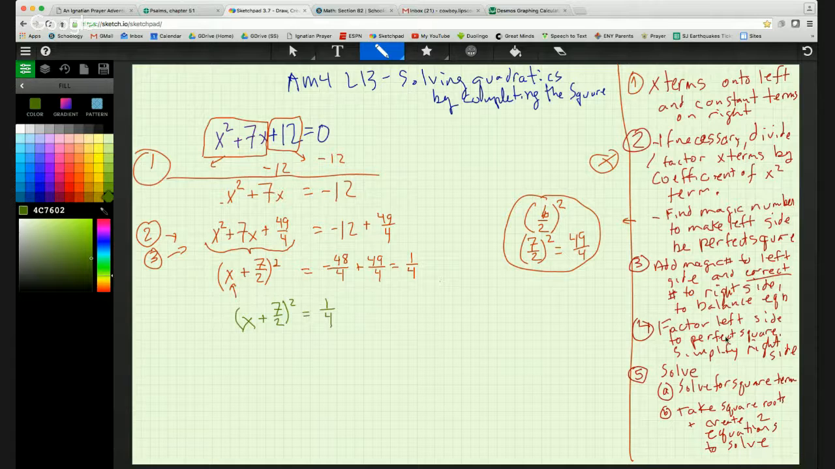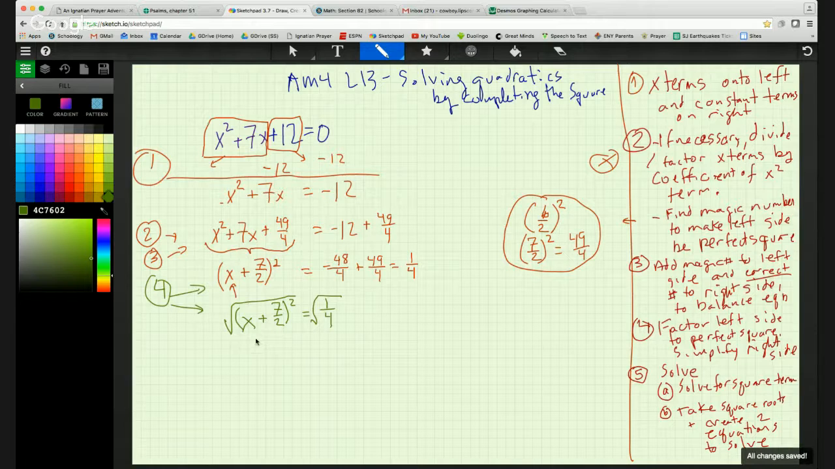Now what we do is this was step 4. We factored this term from up above. Now we factor the left side to be a perfect square, and we simplified the right side. Now we're going to solve. So we solve for this square term, which we're there. We won't always be there. You'll see on problem number 2 and 3, we won't be there necessarily at this point. But we are there right now. So now we can just take the square root of both sides.